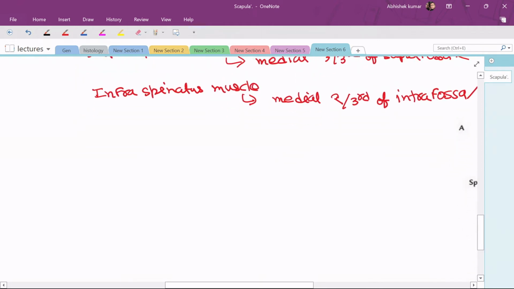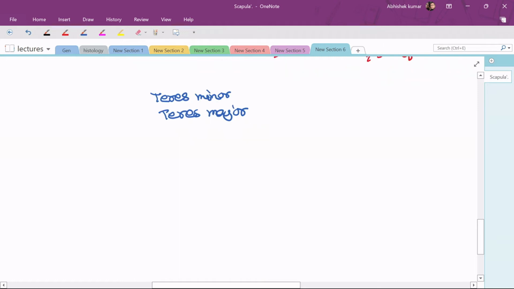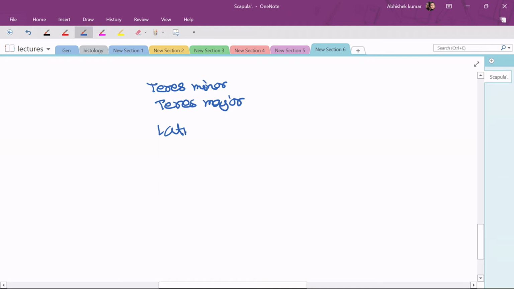There are three more muscles here which have attachment with the scapula, and these muscles are teres minor, teres major, and the last one is your latissimus dorsi muscle. We will talk about all these muscles in detail in the coming part of the upper limb.